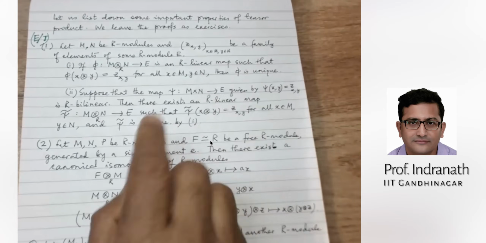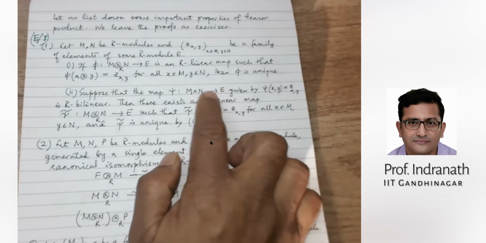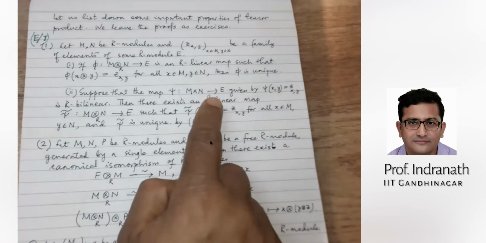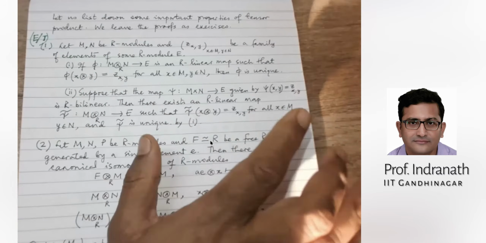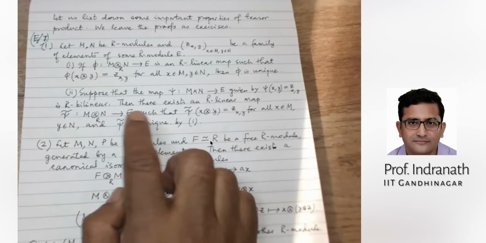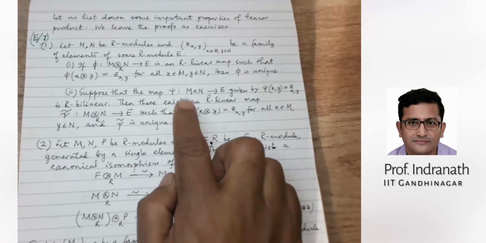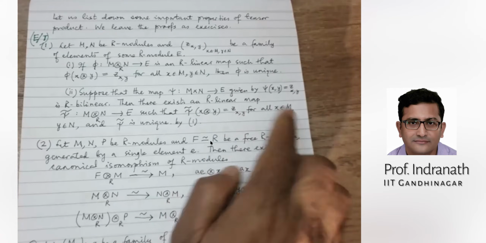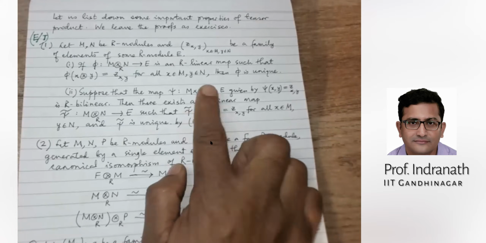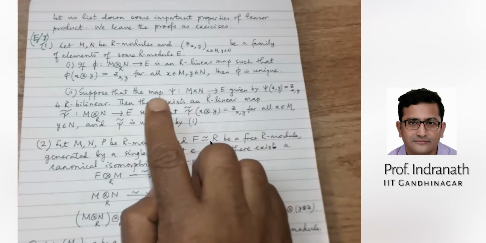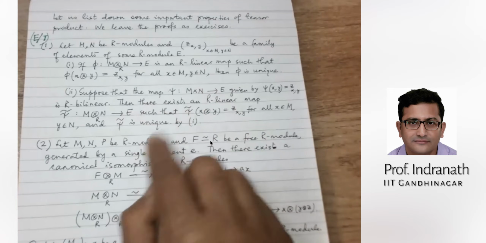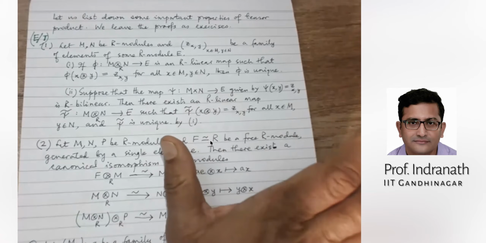And then suppose you have a map psi from M cross N to E given by these pre-assigned elements in E, such that psi is bilinear. Then, by the property of the tensor product, there exists a unique R-linear map psi tilde from the tensor product to E such that psi tilde of x tensor y is z_{x,y} for all x in M and y in N. So the moment you have a bilinear map, it induces a unique linear map. That part is always there.